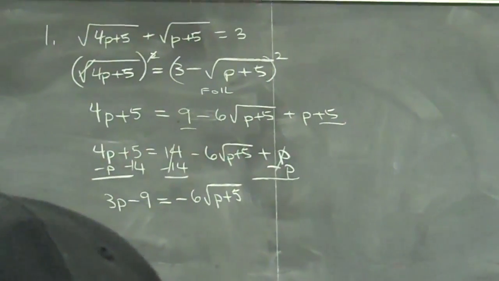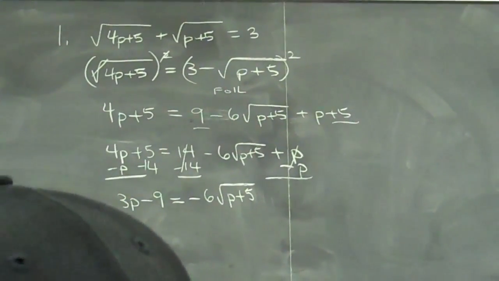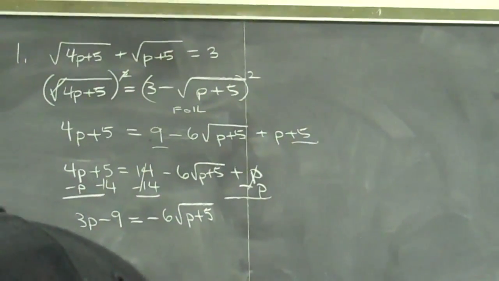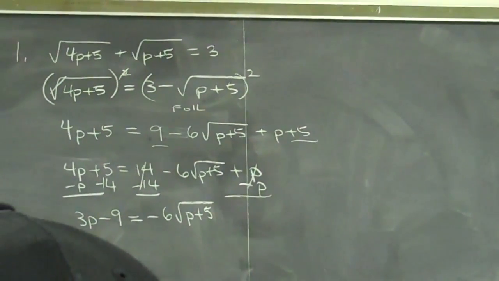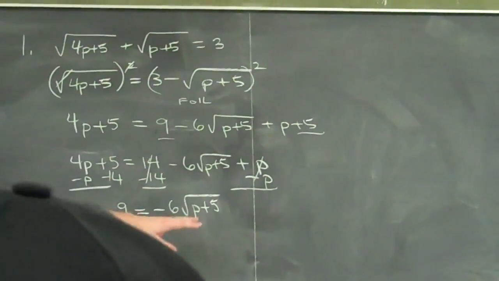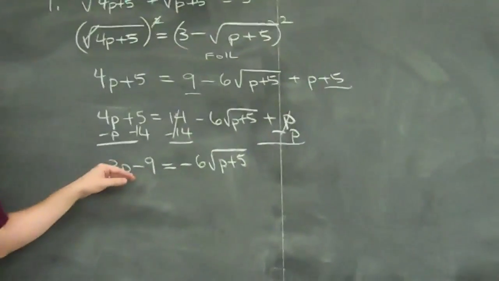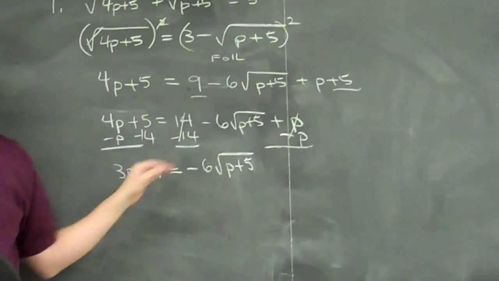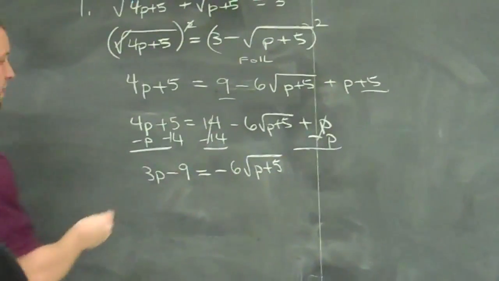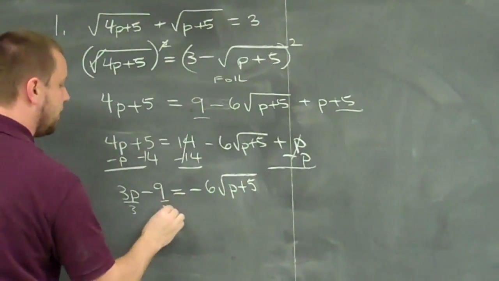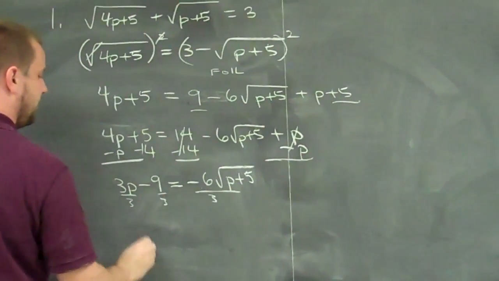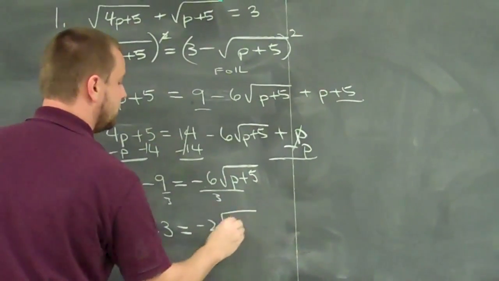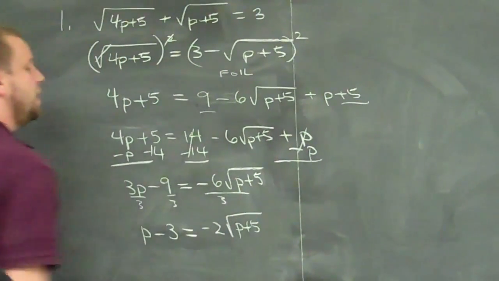And what we worked in class was we divided that negative 6 off. But if you try to divide off that whole full-blown negative 6, you're going to get fractions, right? So don't do fractions, but is there something that the negative 6, the 9, and the 3 are all divisible by? We can at least divide off 3 so that when we get to squaring we have smaller numbers. So I'm going to divide by 3, divide by 3, and divide by 3. So p minus 3 equals negative 2 square roots of p plus 5.